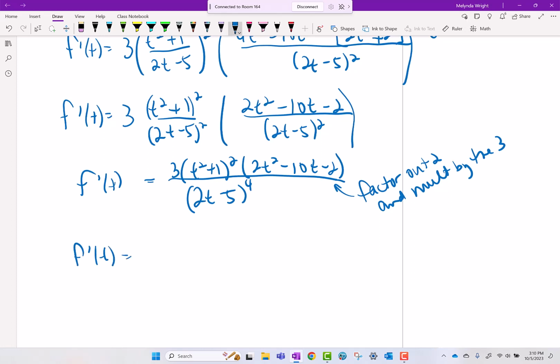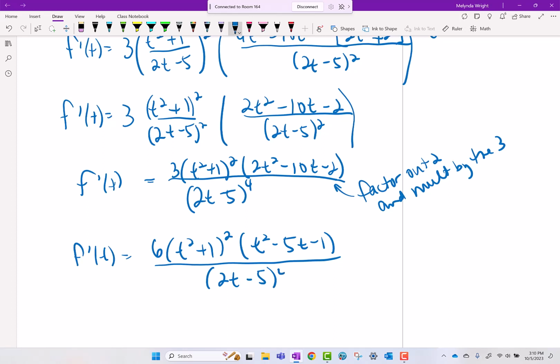let's see, 2 times 3, 6 times t squared plus 1 squared times t squared minus 5t minus 1, all over 2t minus 5 to the fourth. And then we would stop.